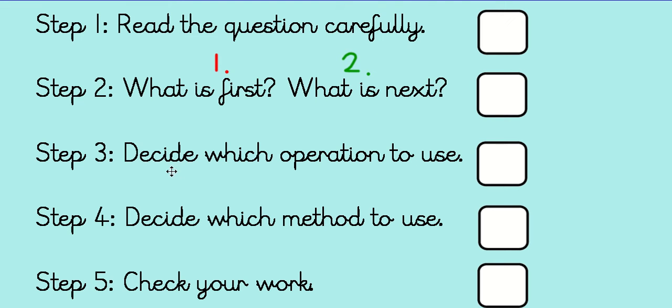Then we need to decide which operation to use. Is it going to be multiplication, addition, subtraction, or division? And the next thing we need to do is decide which method to use. We know lots of methods, so we're going to try this week to choose the most efficient or the quickest method, and then we're going to check our work.